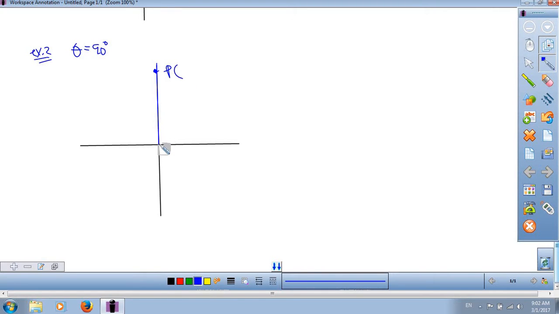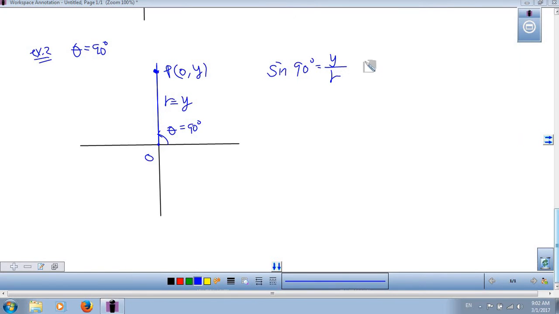Now, because it's on the y-axis, the x value is going to be 0, and then there will be a certain y value. I can let that y value be whatever. But in this case, theta is equal to 90 degrees. It's a right angle, and the radius is the same as y. So let's take a look at the sine of 90 degrees. Well, sine is y over r. This is something you'll have to remember: y over r. Now y and r happen to be the same thing, so it's equal to 1.